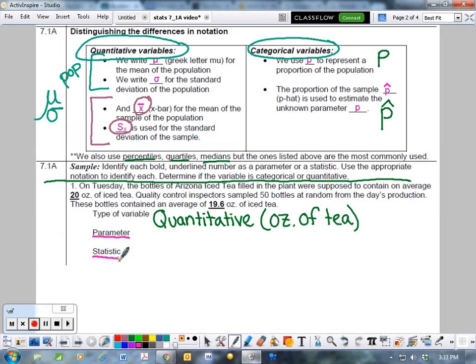On Tuesday, the bottles of iced tea filled in the plant were supposed to contain on average 20 ounces. So our parameter, on average, average means mean, so our parameter, the mean, is 20 ounces. Now for our statistic, we're sampling 50 bottles and we found on average, so now the mean of the sample is 19.6 ounces.